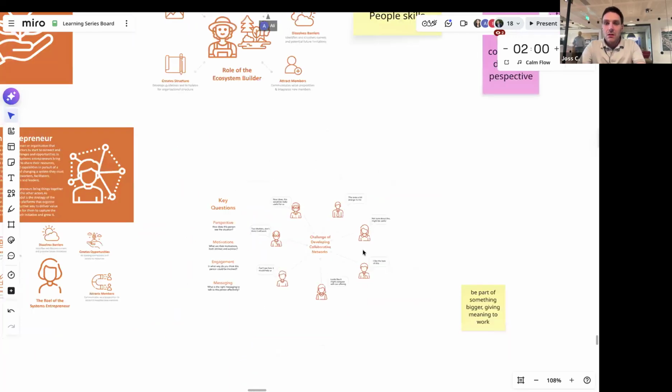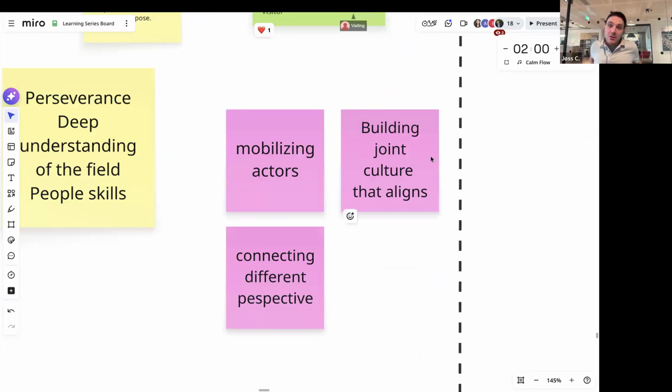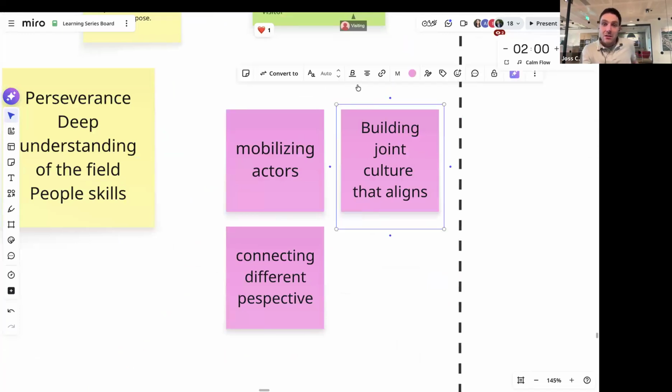Okay, anyone else up here? What is this, purple or pink? Building a joint culture that aligns. Okay, great. Love to hear about this. Ilya?